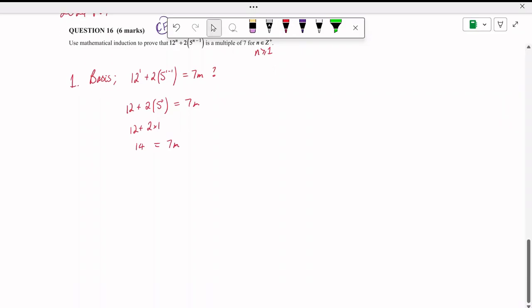Now again, I don't care about m. I just care about is it divisible by 7. Yes, it is. You could have stopped here, that would have been fine. But I'm just going to do this next step just to be consistent. Now I'm ready for my inductive step.